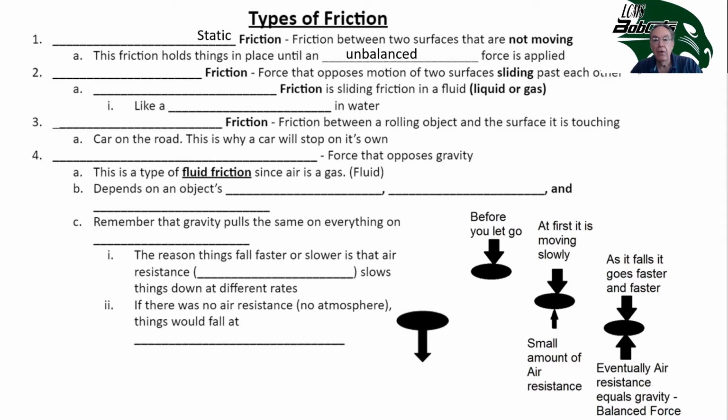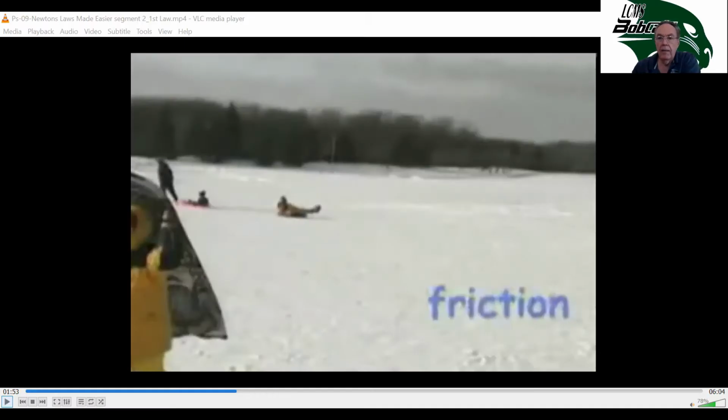Now, if you push on the book and it begins to slide across the desk, that kind of friction is called sliding friction. Now, we're going to take a look at this little video segment and look at some of the different kinds of friction. This is a little clip on friction. I'm going to point out a few things as the video plays.